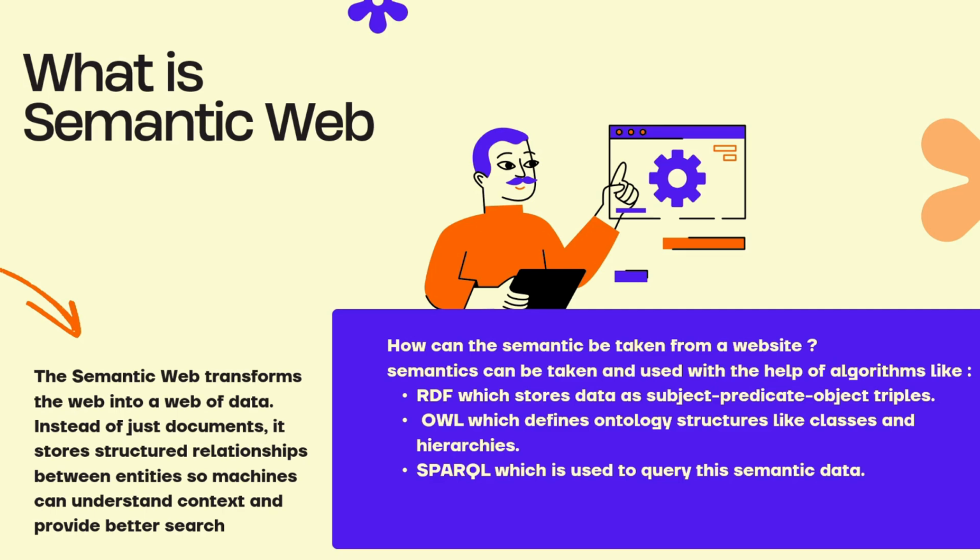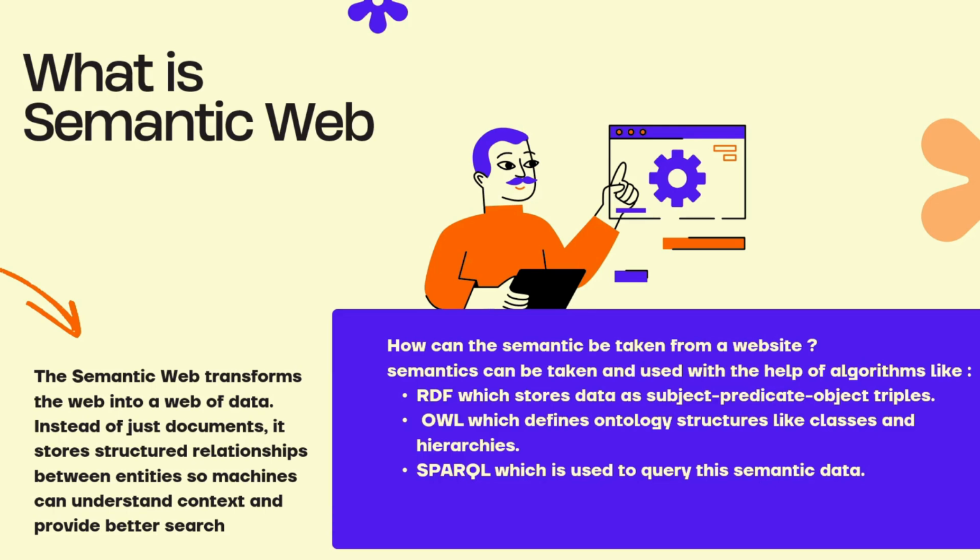Think about the web as it is right now. It's essentially a massive collection of pages, which includes text, images, and links. A person can open a page and understand what it's about, but a computer just sees code. It can find the word Paris, but it doesn't know that Paris is a city in France or that France is a country in Europe.